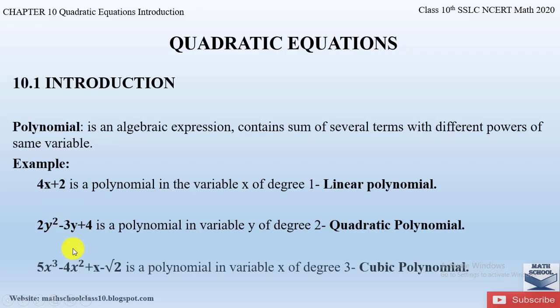Another type of polynomial is a cubic polynomial. Since in this polynomial the power is 3, such a type of polynomial is called a cubic polynomial with degree 3. Okay, these are the three types of polynomials which we have already studied in your previous classes. But our major concern is the quadratic polynomial, which is used in our quadratic equation chapter.